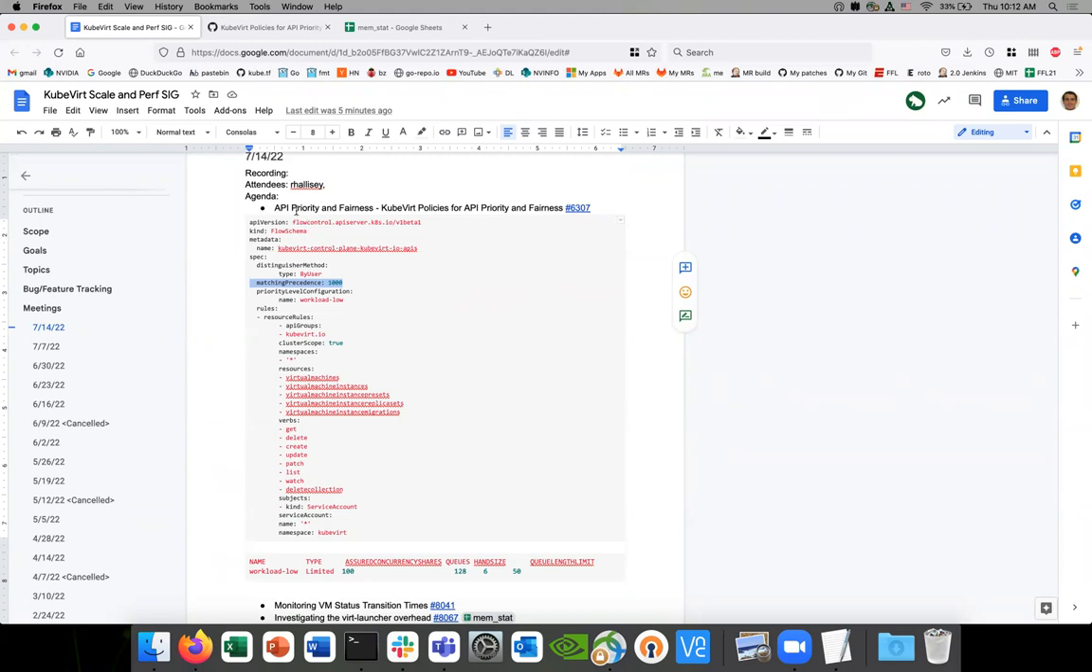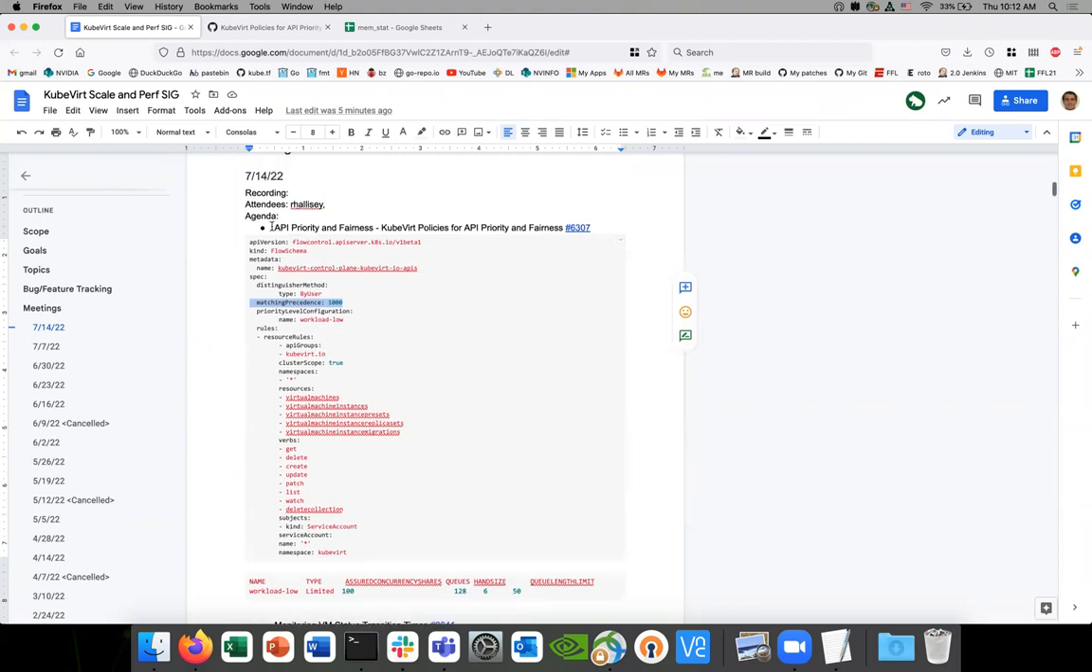Okay, well, that's the basic idea. That's pretty much all I wanted to cover with this. So I'll follow up with a PR on this and attach it to the issue. All right, did you have any thoughts on that, Lubo?